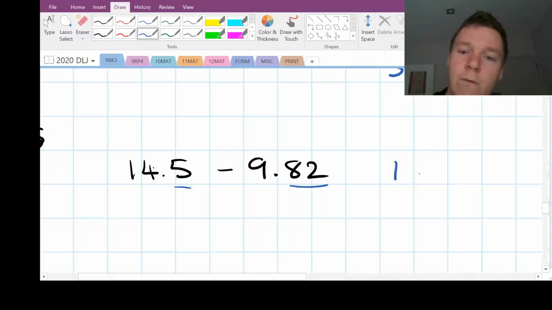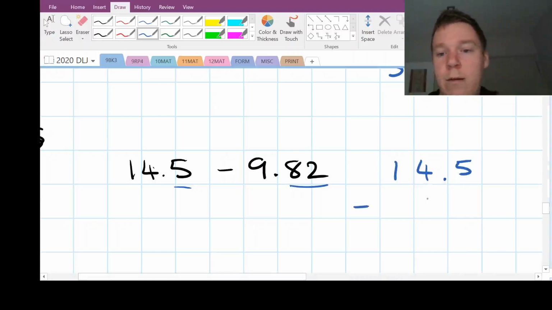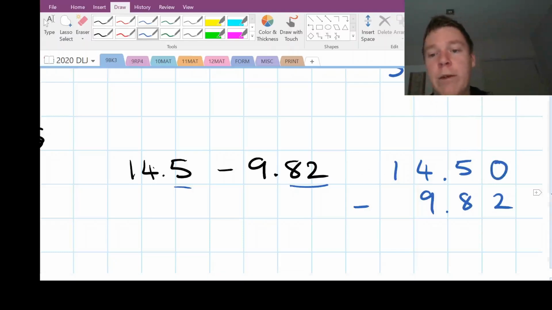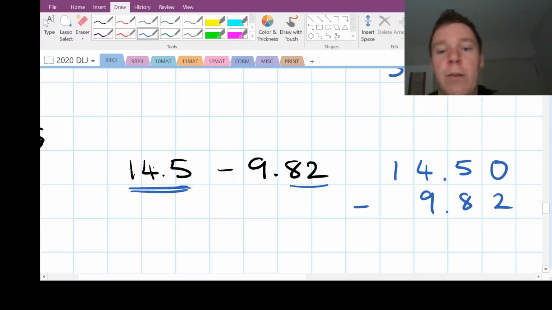So 14.5 minus 9.82. I've lined up my decimal points, but there's nothing here in the square, so we'll put a 0 in there. We haven't changed 14.5. 14.50 is the same as 14.5. You can always put zeros where there's nothing to fill that space. It hasn't changed the number.